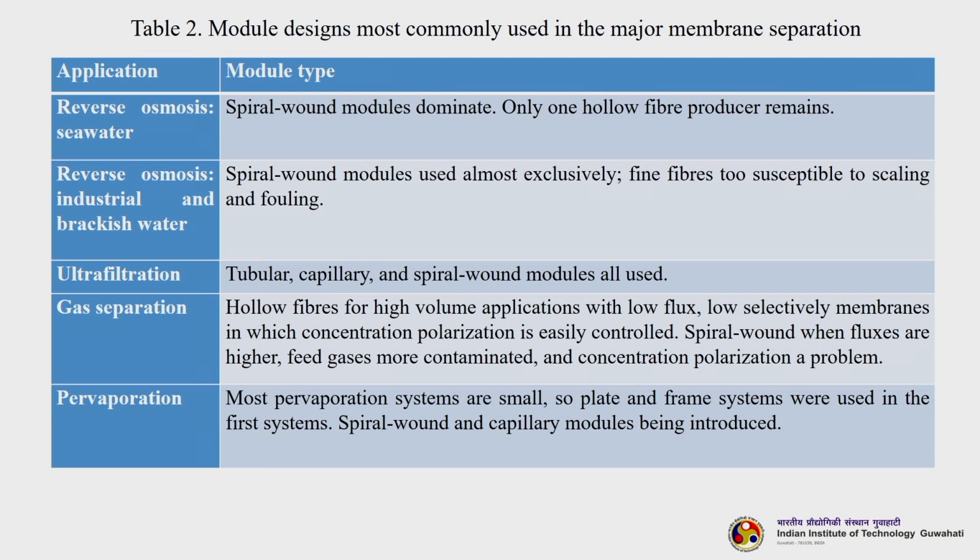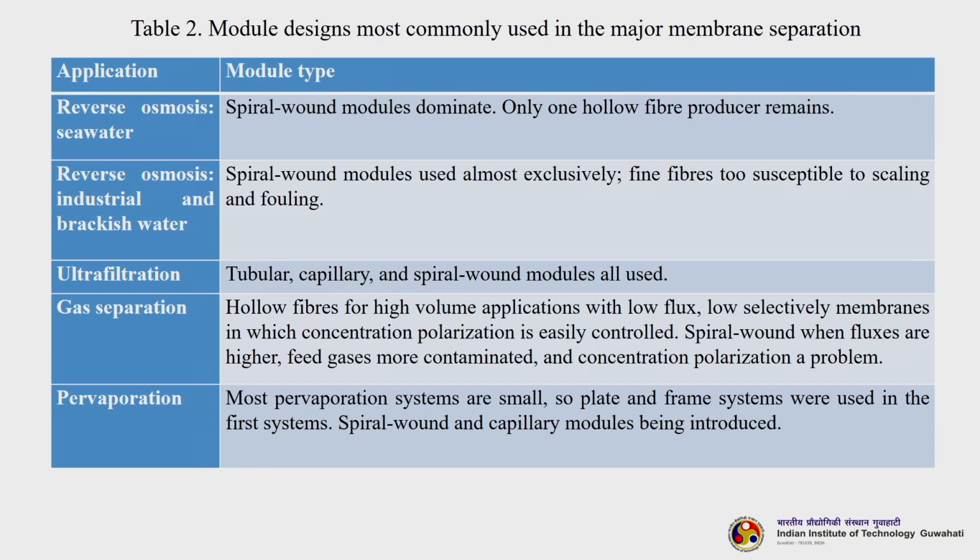Module designs most commonly used in major membrane separations: this table will give you an understanding of what type of modules are being used for different applications. For example, for reverse osmosis, RO, for seawater desalination, we usually use spiral wound modules. Hollow fiber modules are also possible, however, their use is restricted. Similarly, for industrial and brackish water desalination using RO, again we use spiral wound modules. Fine fibers are too susceptible to scaling and fouling.